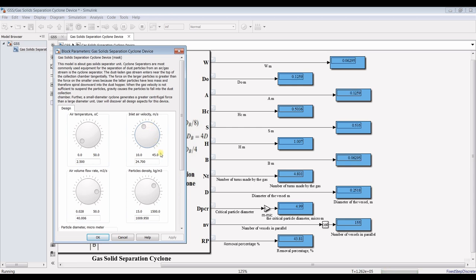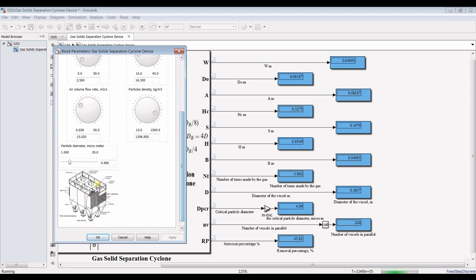Inlet velocity. Suppose I'm going for lower velocity variation with low volumetric flow rate of the gases. Okay, I'm going to decrease down. Okay, and increasing. Suppose I'm increasing density, okay, 1300, quite normal, and a particle diameter in micro. I'm increasing up to 15 micrometers. Okay, 15. Okay, that's enough. Stop.